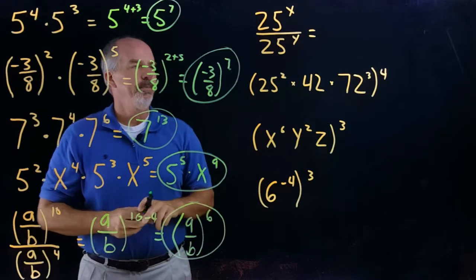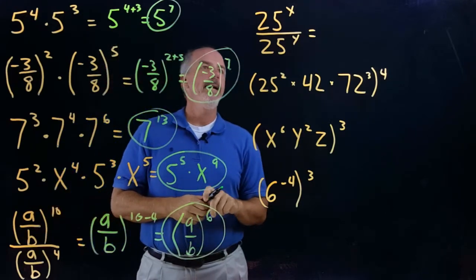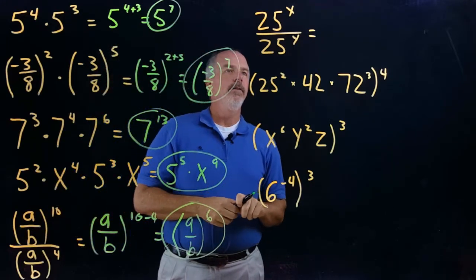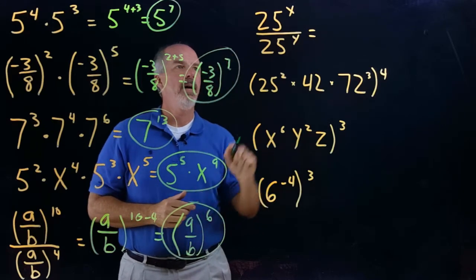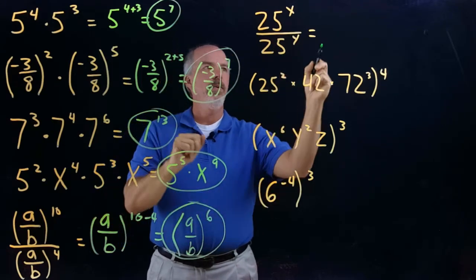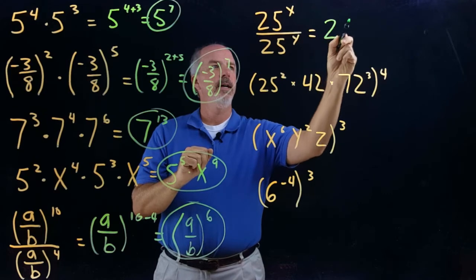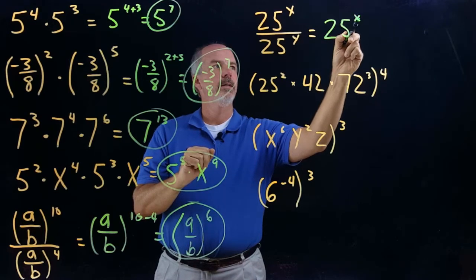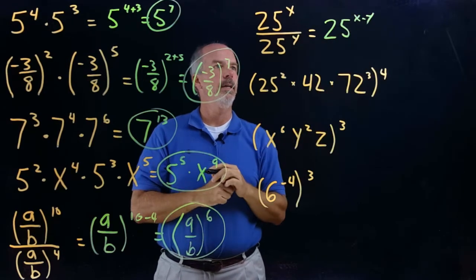Okay, up here we have 25 to the x over 25 to the y, same base. Now all we can do here is we can say 25 to the x minus y, and that's our answer.